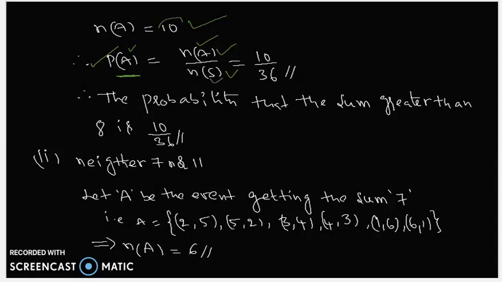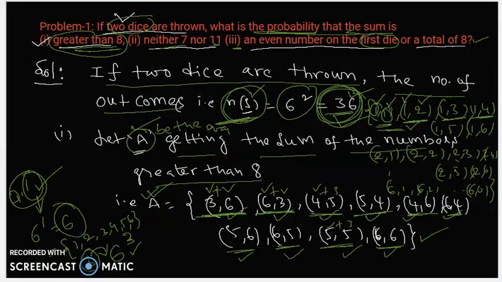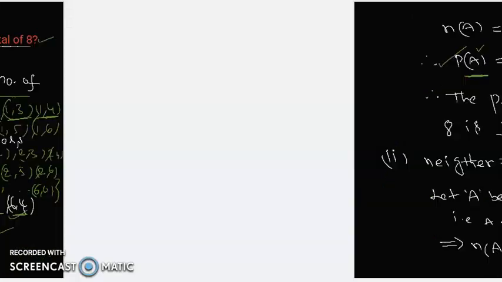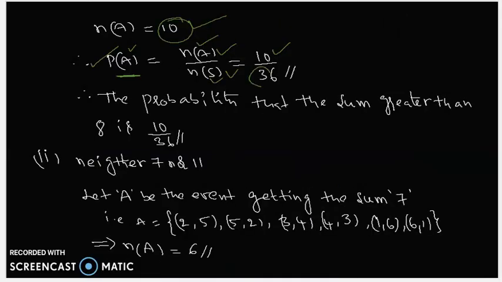So n of A value is already here, that is 10, by n of S, which means exhaustive cases in this experiment. Already we have the value in the first step, that is 36. This is the P of A value. So this P of A represents the probability that the sum is greater than 8, which is 10 by 36. This is the first problem.